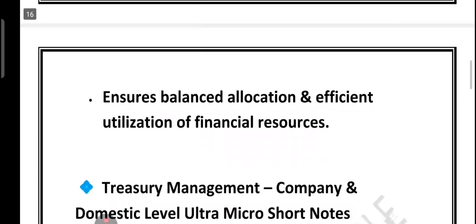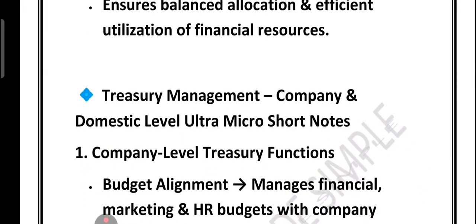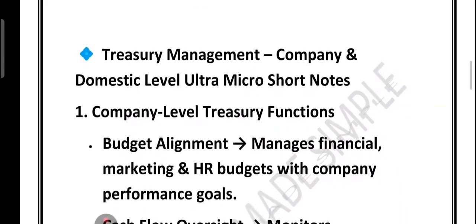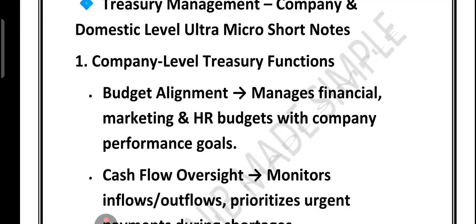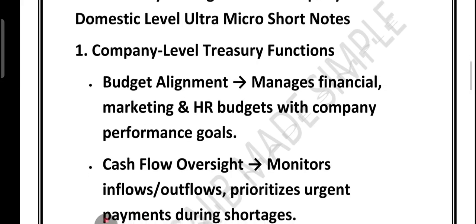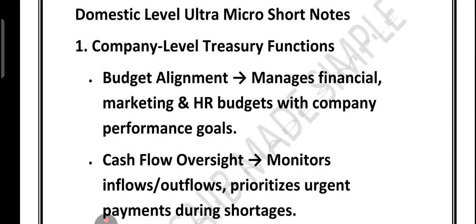So in short, we can say that treasury management connects the company's internal fund flow with the national and international financial environment. It ensures liquidity, stability, as well as profitability. Now, friends, we will learn about treasury management at the company and domestic level.